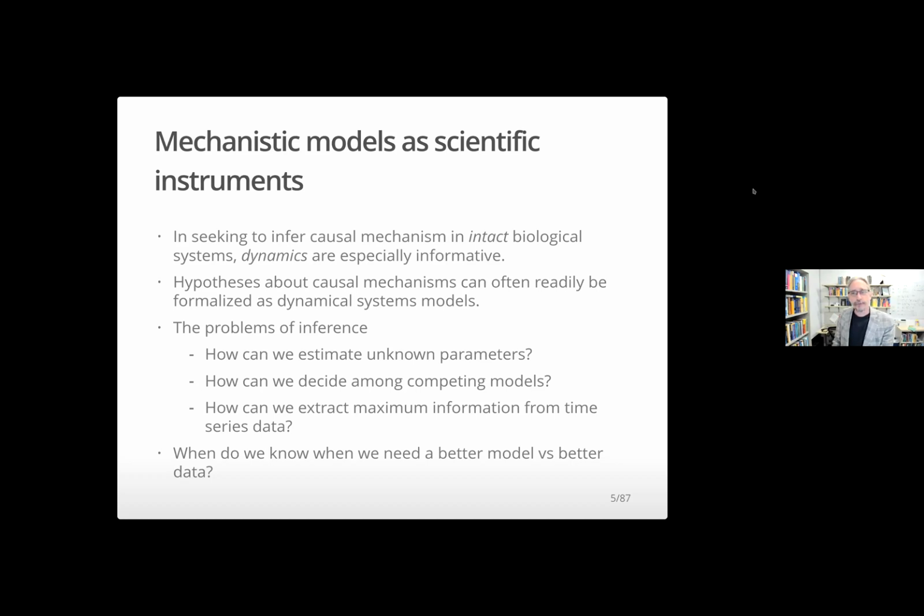So in particular, we can formalize hypotheses about causal mechanisms as dynamical systems models. And then we're left with the statistical problem of inference. So how do we go about estimating the parameters, the unknown parameters that are invariably present in such models? How, when we have multiple competing hypotheses, do we go about deciding which of them is better supported by data? And when we have rare and precious data, as we typically do in biological systems, we never have enough data.